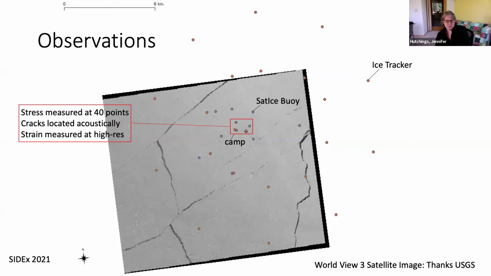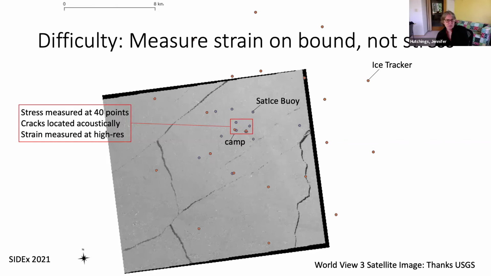So the way we can observe this is we can actually get very good observations of the strain field from satellite data and from drifting buoys, and at smaller scales and higher resolution, we can use geodetic quality GPS, we can use theodolites, we can measure the strain very well. But measuring stress is a different matter, and we can attempt to measure that at points within a region, and we can also localize where cracks were happening acoustically, and we can understand the nature of the cracks acoustically as well. So seismoacoustic work is great on sea ice. So essentially we can measure the strain on the boundary, but not stress.